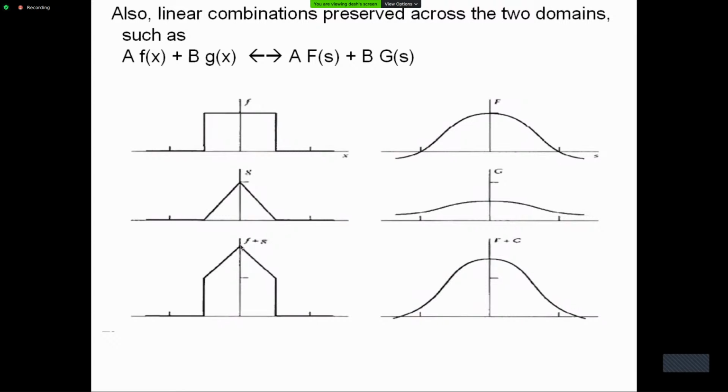This is just highlighting explicitly the linear aspect of these transforms. Any arbitrary linear combination is preserved across the two domains. So if you take one function, scale it by some amount, and add it to another function scaled by a different amount, the Fourier transforms follow that scale precisely in the same combination. So this is what helps in the visualization.